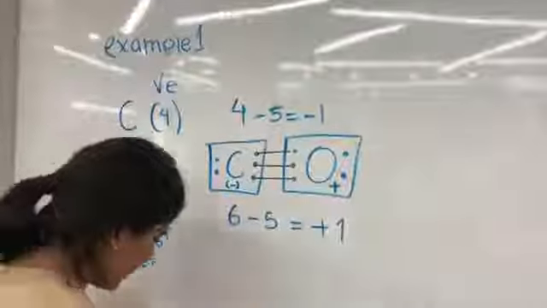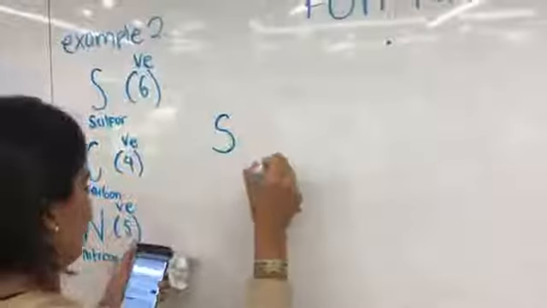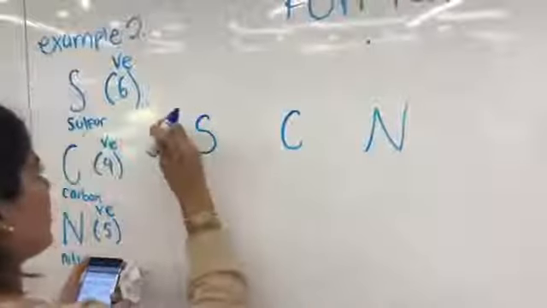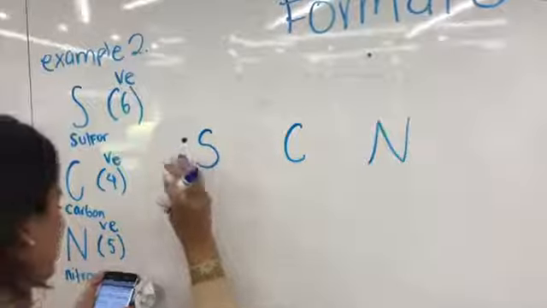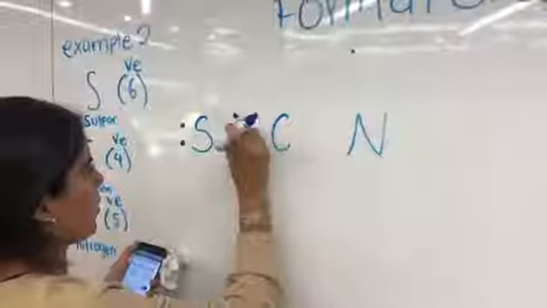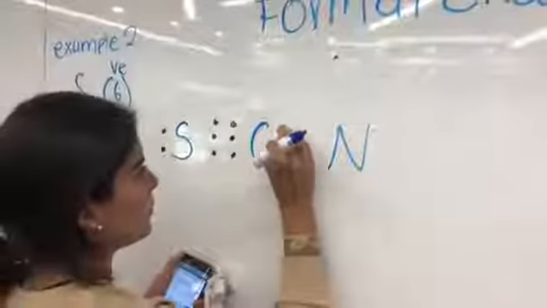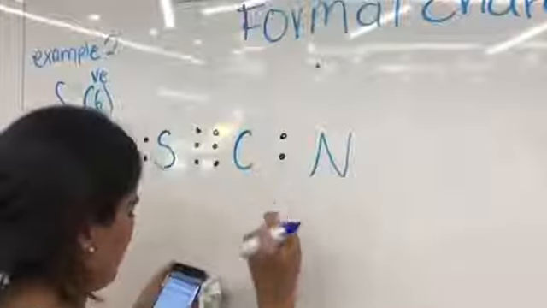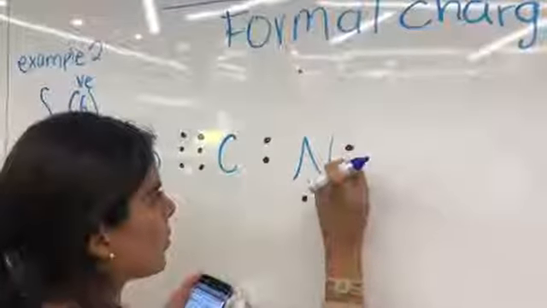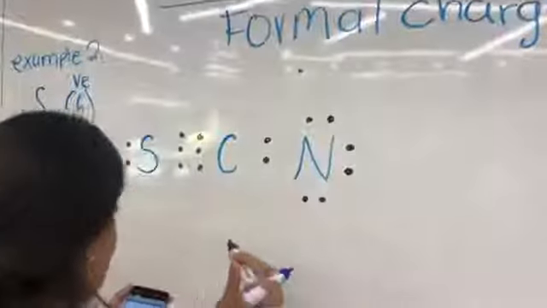Sulfur would have a formal charge of +1 because it had 6 valence electrons, 3 bonding electrons, and 2 non-bonding electrons. Carbon would have a formal charge of 0 as it has 4 valence electrons, 4 bonding electrons, and 0 non-bonding electrons. And nitrogen would have a formal charge of -2 as it has 5 valence electrons, 1 bonded electron, and 6 non-bonding electrons.